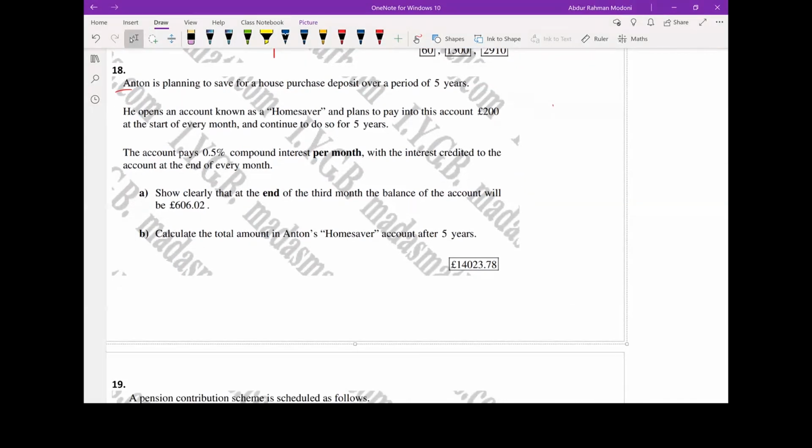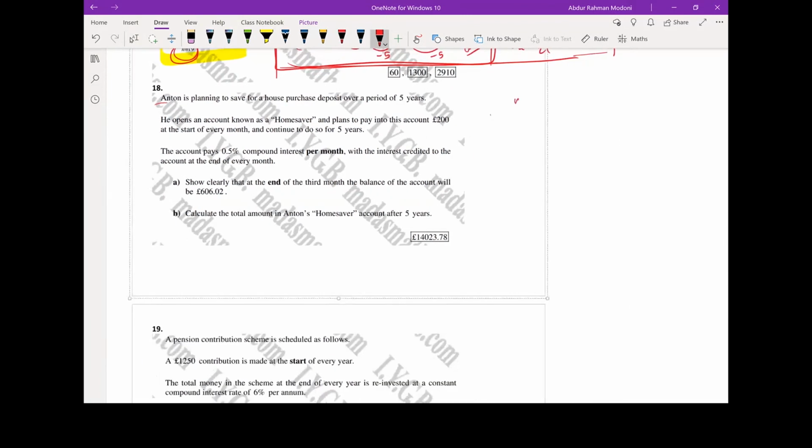He's going to save a purchase deposit over a period of 5 years. So let's write down first of all year 1, year 2, year 3, year 4, year 5. And what he plans to do is pay into his account £200 at the start of every month and continue to do so for 5 years.